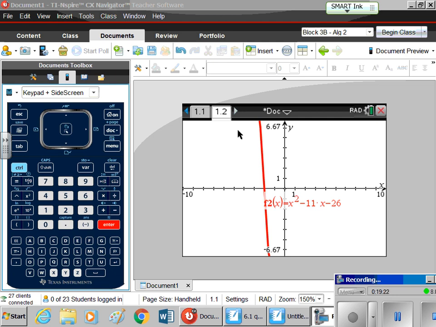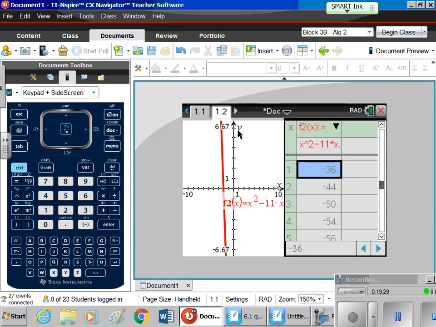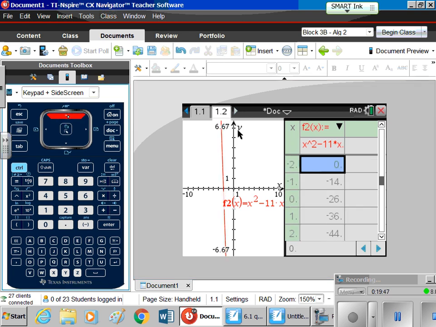We can either look at our table or we can look at the graph itself. So in this case, let's pull up the table, Control T. And I'm going to remind you, when we're looking for the x-intercepts or the zeros, y is equal to 0. So we know one of them is -2. So there's our -2, one of our zeros, and we can see that right here on our graph.